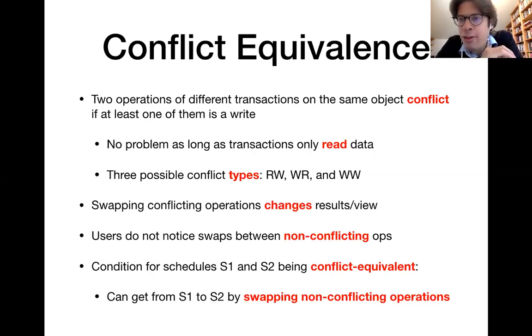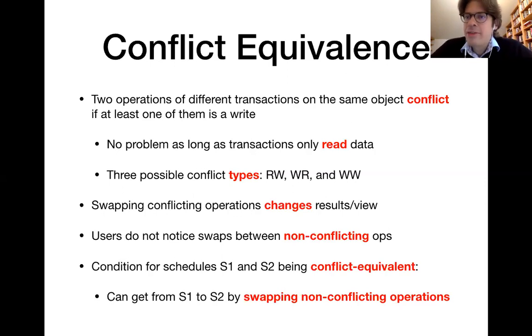We could either have first a read by the first transaction, followed by a write on the same object by the second transaction. Or we could have first a write by the first transaction, followed by a read of the same object by the second transaction. Or we could have two writes by two different transactions on the same object. Those are the possibilities.